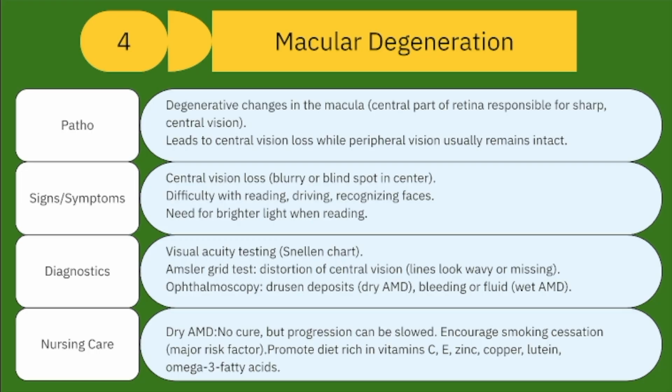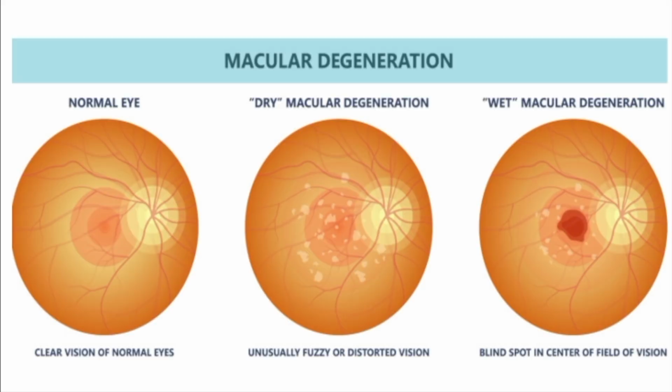What you want to do is encourage smoking cessation, which is a major risk factor, and promote a diet that's rich in vitamin C, E, zinc, copper, lutein, and omega-3 fatty acids. This can be beneficial to the slowing down of the condition. And here you'll see the normal eye, dry macular degeneration, and wet macular degeneration, kind of what's going on in that patho.